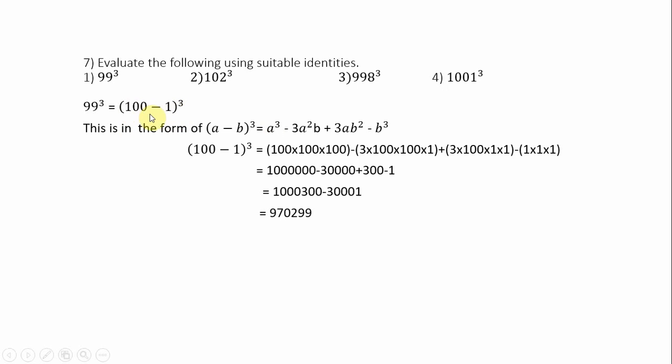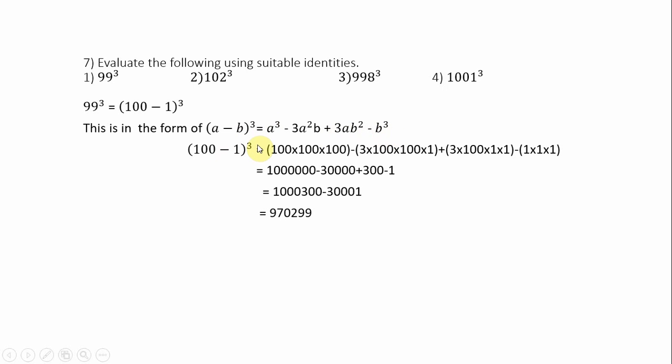For all the sums you need not write only the minus. You can write plus or you can write minus, but by rounding the numbers to the nearest 100 or 1000 or 10,000, like that you are going to take it. So the formula for a minus b whole cube is equal to a cube minus 3a square b plus 3ab square minus b cube. This is the formula which I have given you earlier.